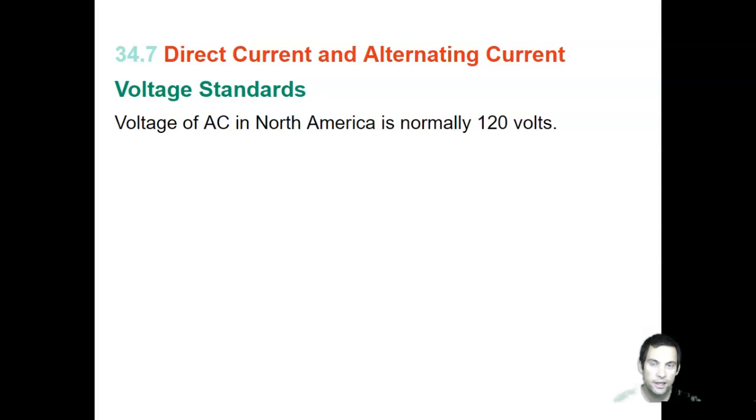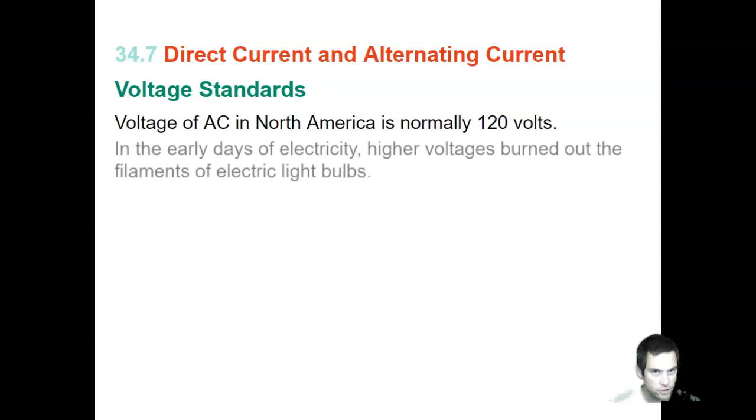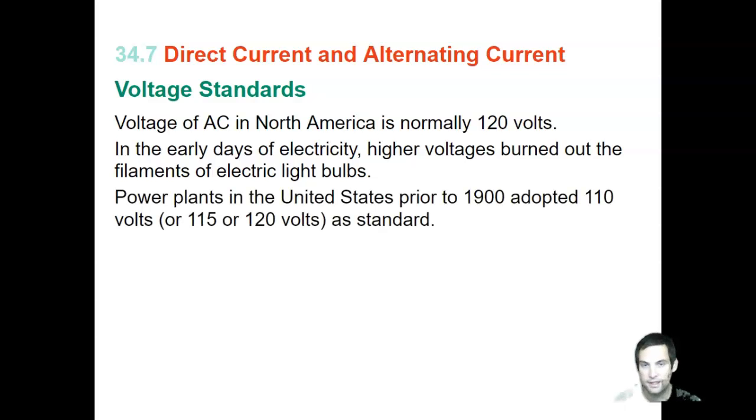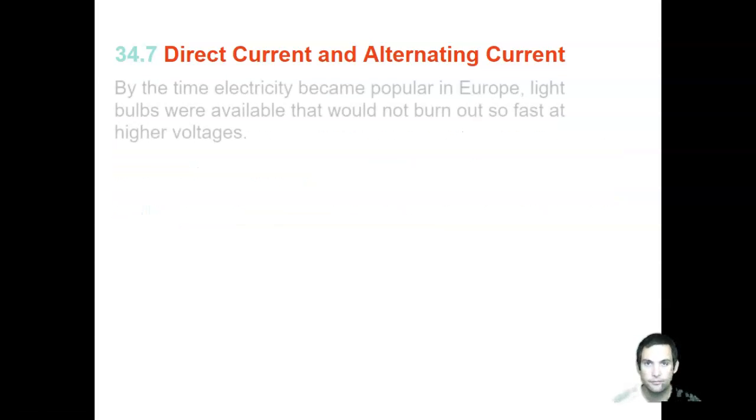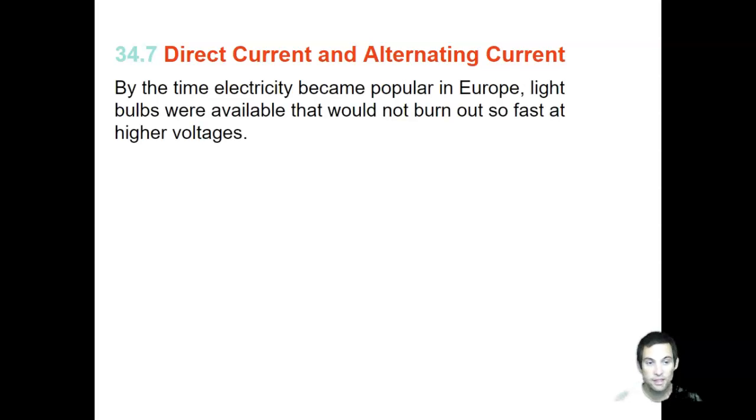Voltage of alternating current in North America is normally 120 volts. In the early days of electricity, higher voltages burned out the filaments of electric light bulbs. Power plants in the U.S. prior to 1900 adopted 110 volts, or maybe 115 or 120, as standard. By the time electricity became popular in Europe, light bulbs were able to not burn out so fast at higher voltages.